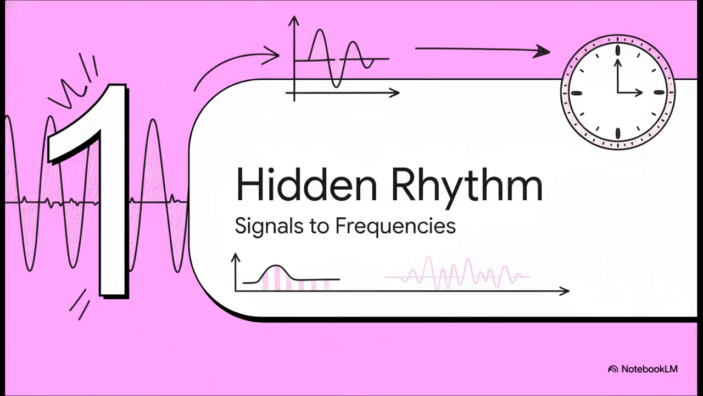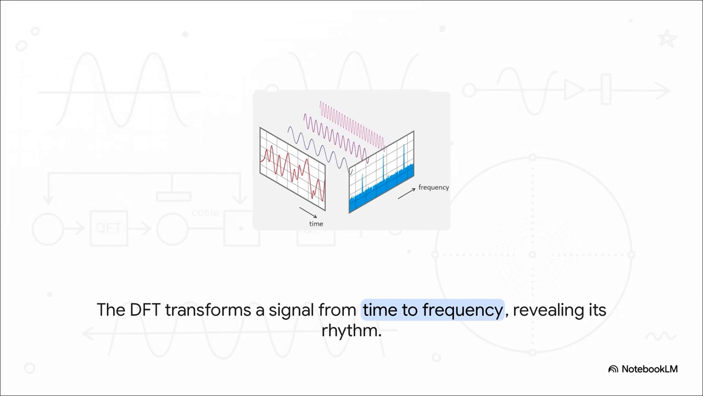Okay, so before we can really appreciate the quantum version, we gotta get familiar with its classical parent, the discrete Fourier transform, or the DFT for short. So what you're seeing here is the DFT in action. On the left, you've got this messy, complicated-looking signal as it changes over time. The DFT acts like a prism for data. It takes that signal and separates it out into its pure, simple frequencies, which you see on the right.